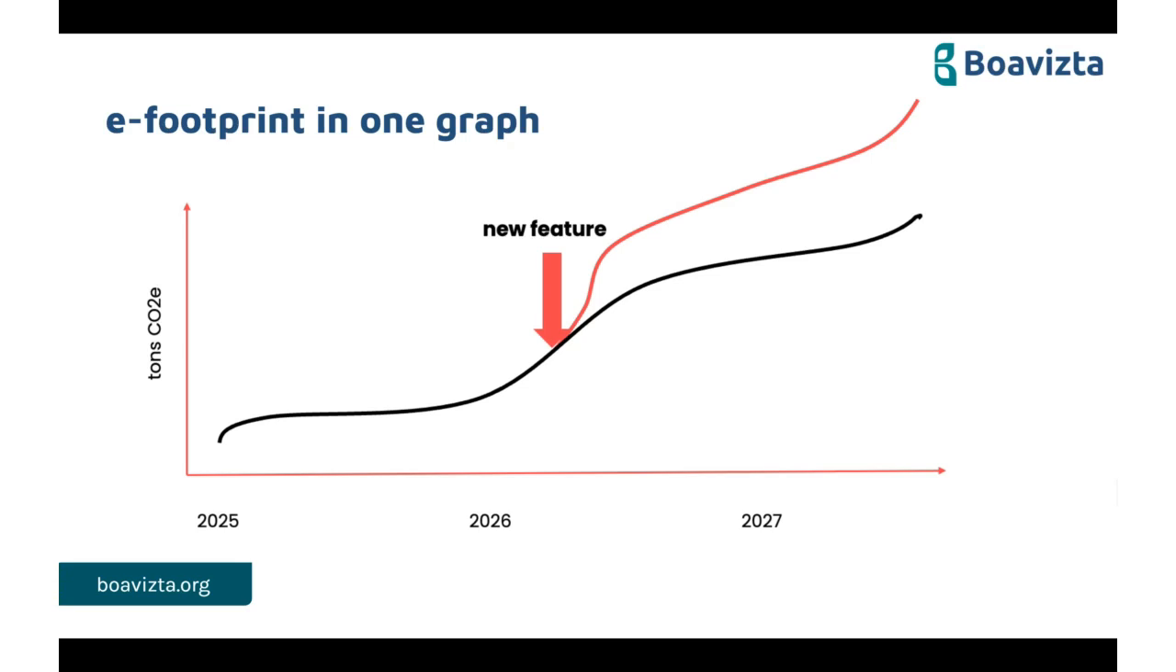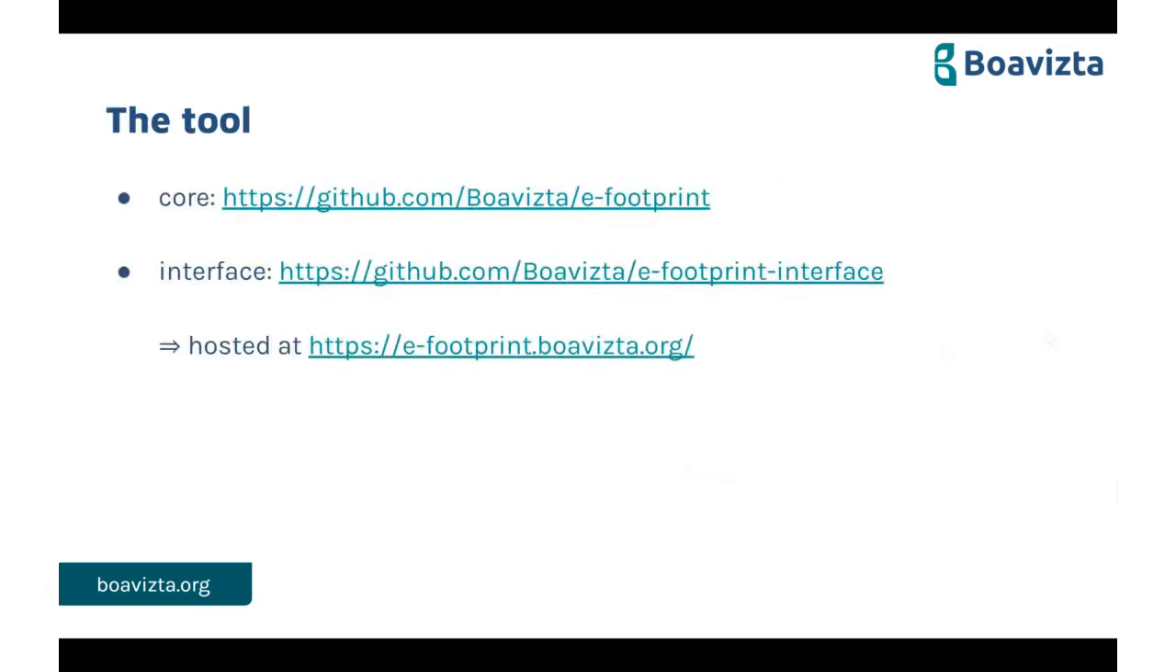And now, last slide before we go to manipulating the interface for real. So the tool, it's two Python packages. There's the core that makes all the calculations, that codes all the logic, all the methodology. It's available in the eFootprint package at Boavizta. Then there's another Python project that is the interface. It's also open source in the Boavizta repository. And the interface is now hosted on Boavizta server and now has a stable URL.